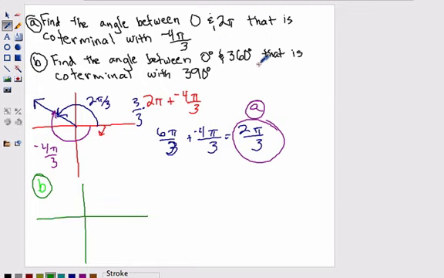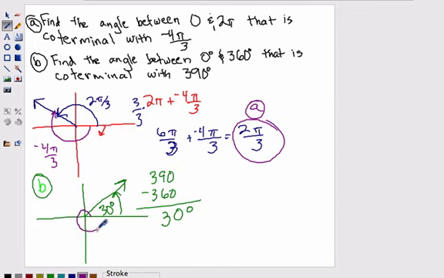For part B, what is an angle between 0 and 360 that is coterminal to 390? Well, I know 390 is bigger than 360, so if I subtract 360 from it, I get 30 degrees. So that's 30 degrees here, but remember, if I would have gone all the way around and then back to this 30-degree terminal side, that is my 390 degrees. So this is part B, it's 30 degrees.